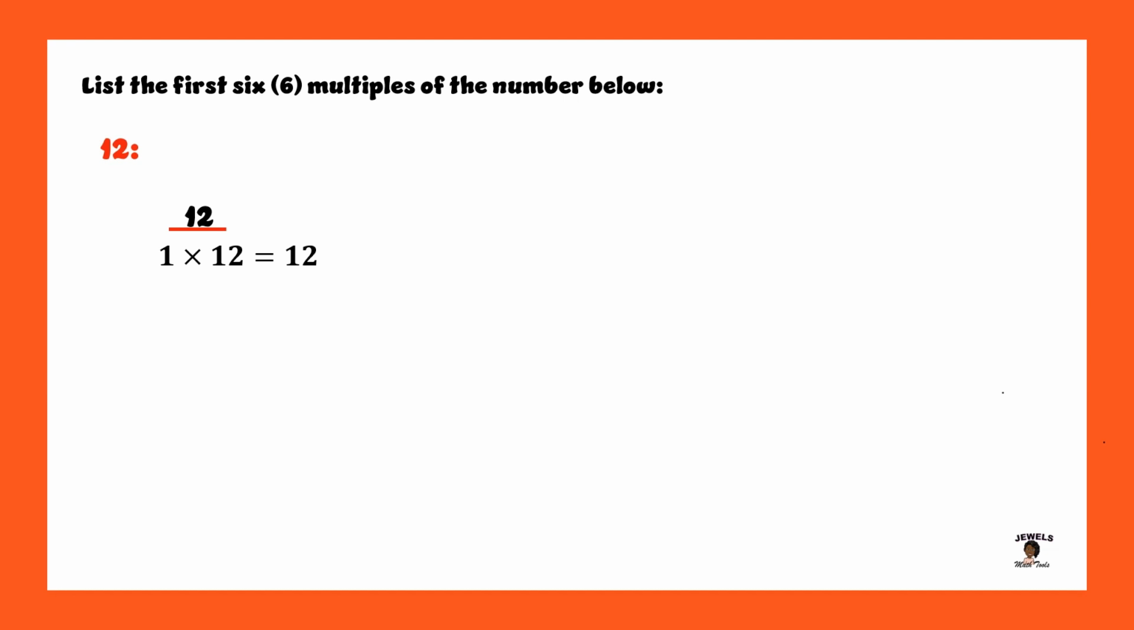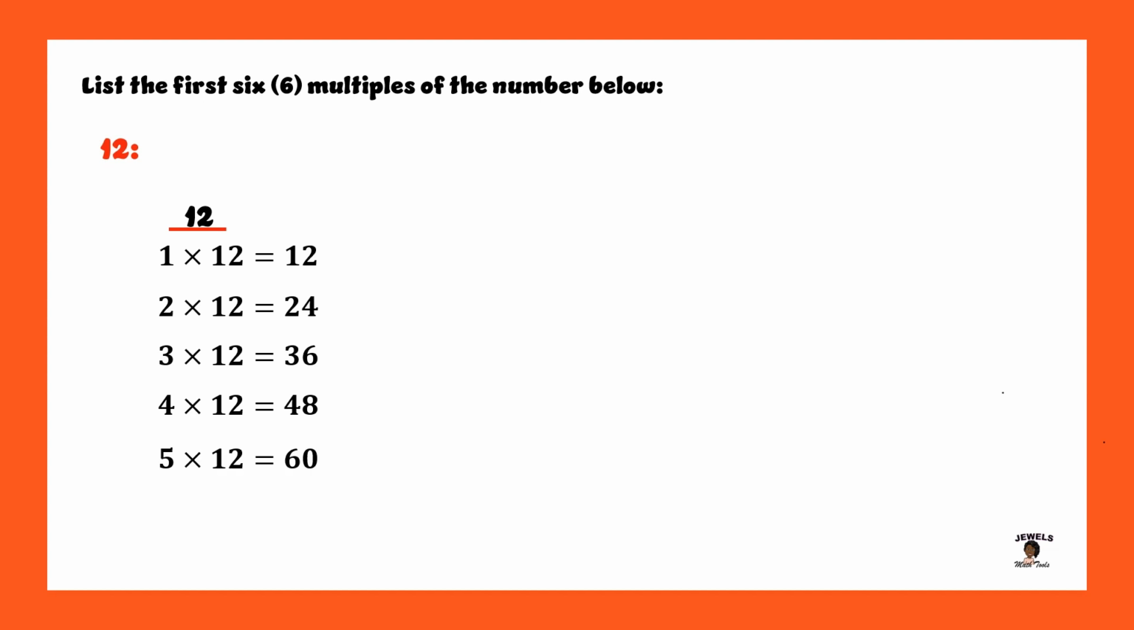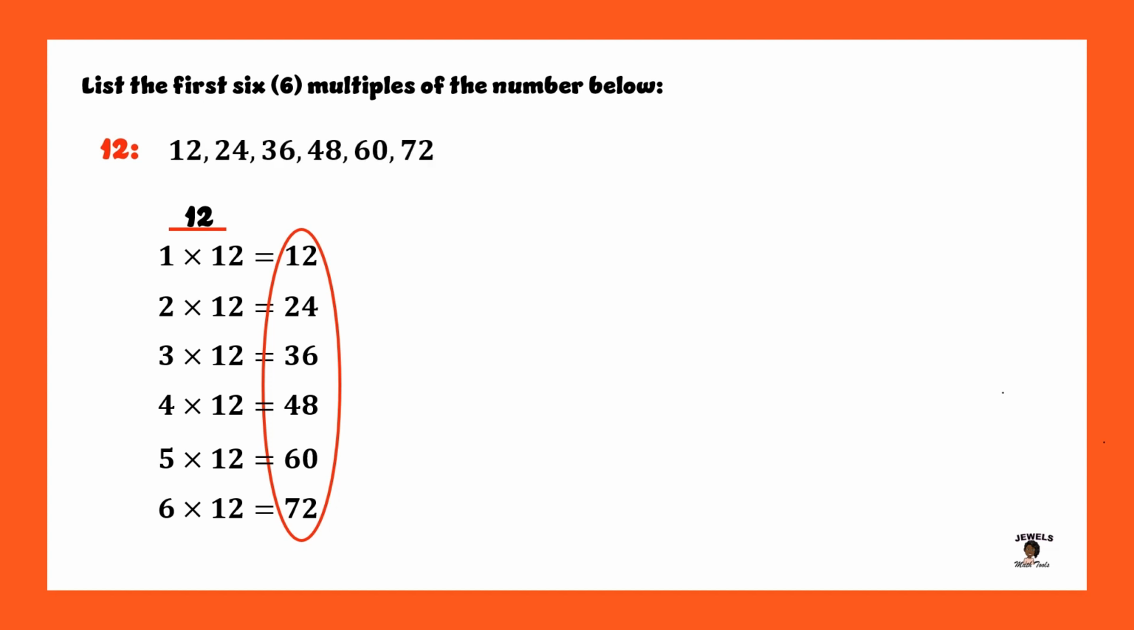So 1 times 12, we'll get 12. 2 times 12, we will get 24. 3 times 12, we will get 36. 4 times 12, we get 48. And then with 5 times 12, we get 60. And 6 times 12 will give us 72. Now these numbers that are the product of our multiplication, which are 12, 24, 36, 48, 60, and 72, would be the first 6 multiples of the number 12.